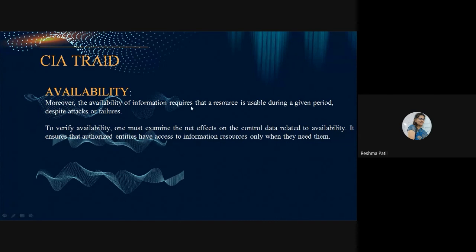Moreover, the availability of information requires that the resource is usable during a given period, despite attack or failure. If an attack or failure occurs, you should still be able to access the resources of your system. That is availability. To verify availability, one must examine the net effect of the controls related to availability, and check how effective they are. It ensures that authorized entities have access to information resources only when they need them. Whenever they require access to the information or resource, at that time they should get that access. That is the verification of availability: whether we are getting data when we want it.